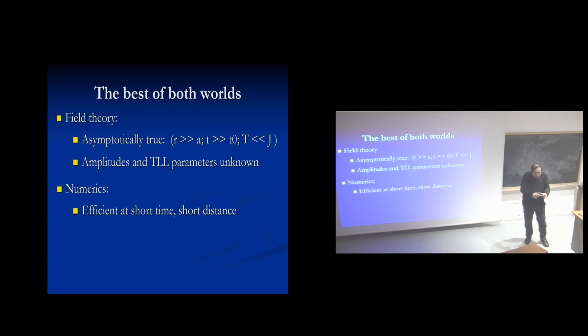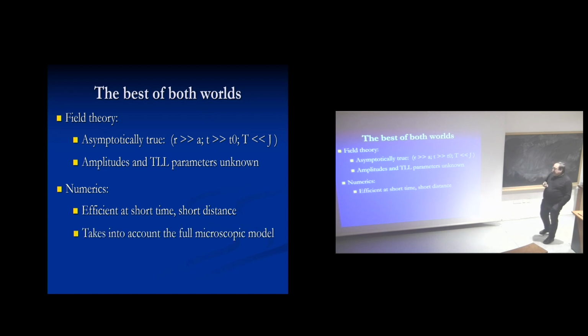By definition, you work on a small system, which can be 16 sites or 20 sites if you do exact diagonalization, up to 40 if you do spins. It can be 100 to 200 if you do DMRG, and so on and so forth. But anyway, it's efficient at short time, short distance. But the numerics take into account the full microscopic model. You give yourself the Heisenberg model, the Hubbard model, whatever, and then you compute with this.